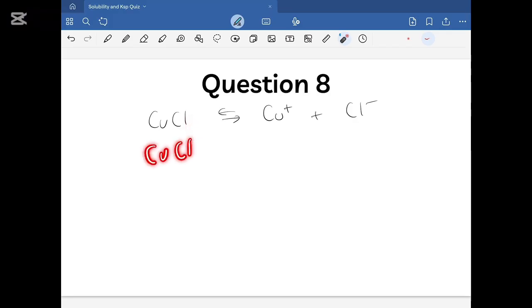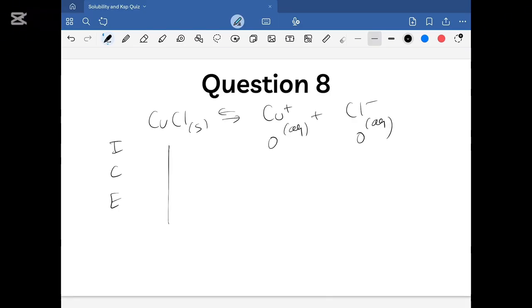If it was CuCl2, then it would be Cu2+. But over here we don't have a subscript, so it's not going to be Cu2+ because we don't have a 2 over here. And I'm going to use an ICE table. This is a solid. These are aqueous. Ignore this part: 0, 0, plus x, x, and x.